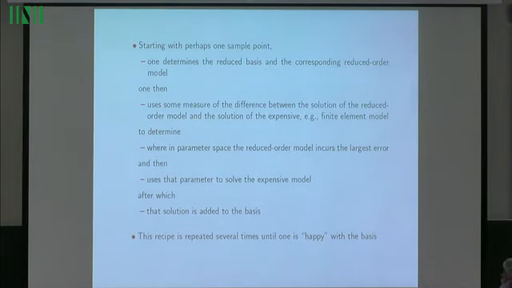following steps. You start with one sample point, perhaps, and you determine a reduced basis of dimension 1, for example, and the corresponding reduced order model, which means the model that's going to solve your PDE just using that one basis function. Then you use some measure of the difference between the solution of the reduced order model and the solution of the expensive model, and you want that measure not to need you to solve the expensive model, so we can discuss that, to determine where in parameter space the reduced order model incurs the greatest error. Then you use that parameter where the greatest error is incurred to go back and solve the expensive model, and then that solution is added to the basis for the reduced order model. And you keep on doing this until you're happy with the basis, whatever that means.